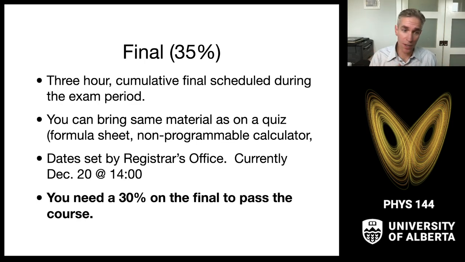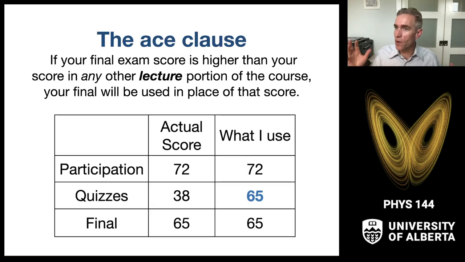But the final also presents us with an opportunity, which is what I call the ACE clause. The ACE clause happens if your final exam is higher than any other lecture portion of the course, I will use the final in place of that score. So let's say you just had a really bad time with the quizzes. You missed 7 or 8 of them, whatever.